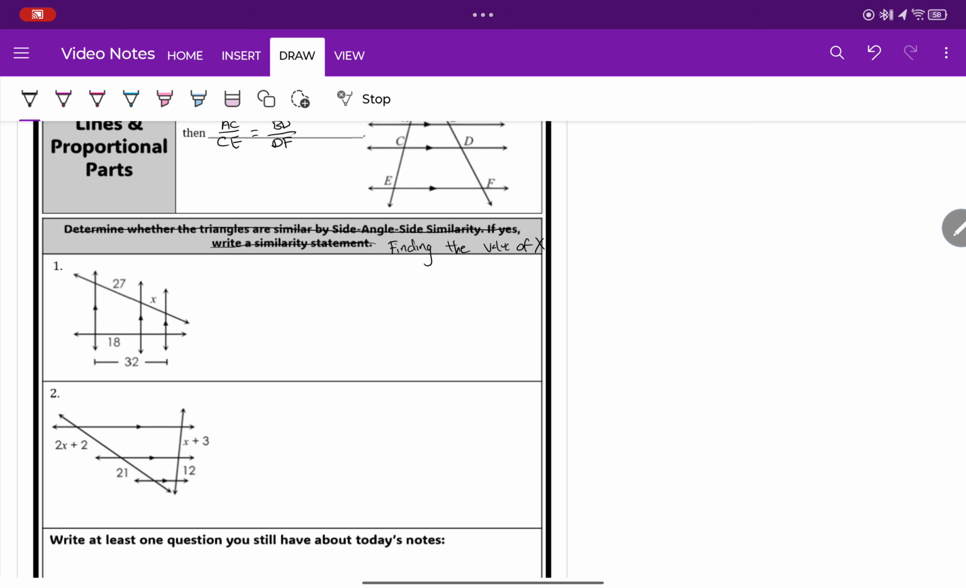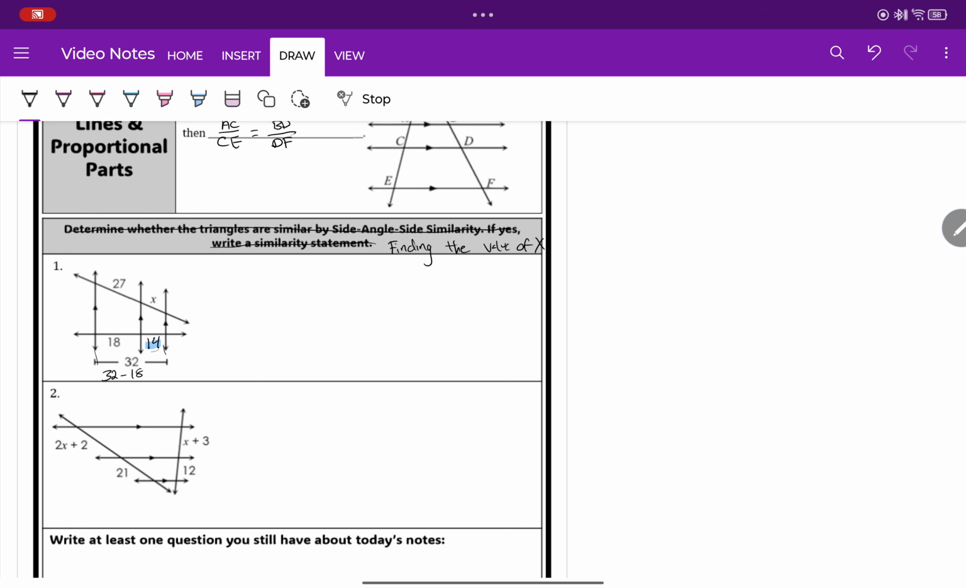So number one, I am given x, 27, 18, and 32 for my entire distance between my top line and my bottom, which means that missing space right here is going to be 32 minus 18, which is going to give me 14. So that space value is 14.